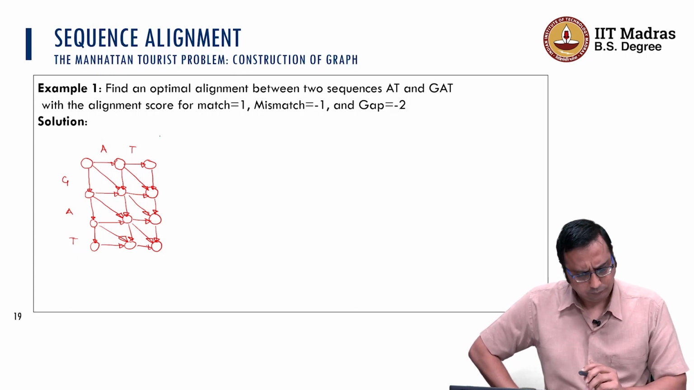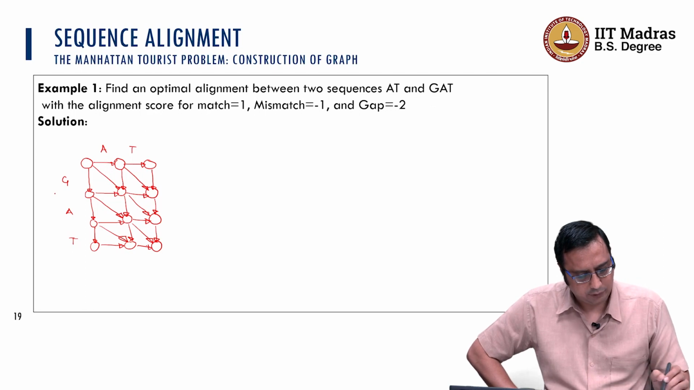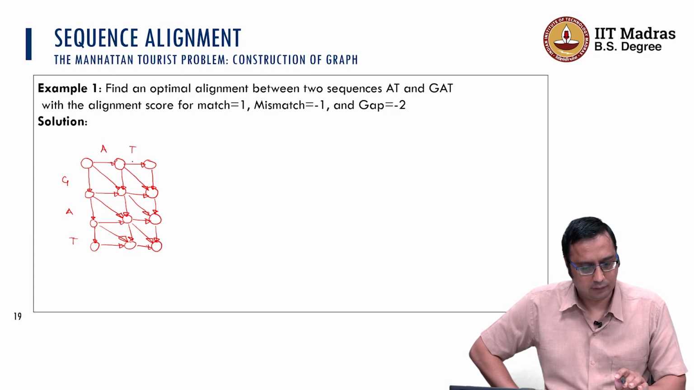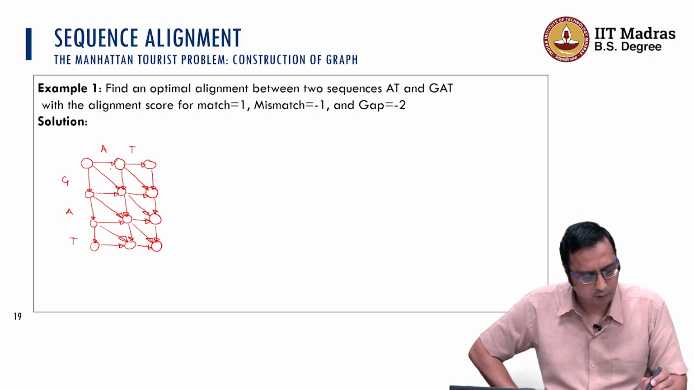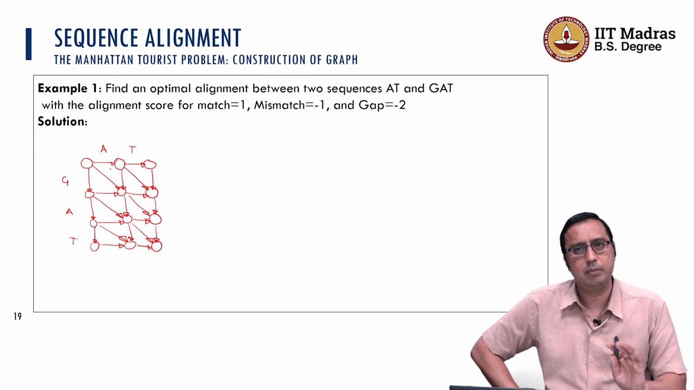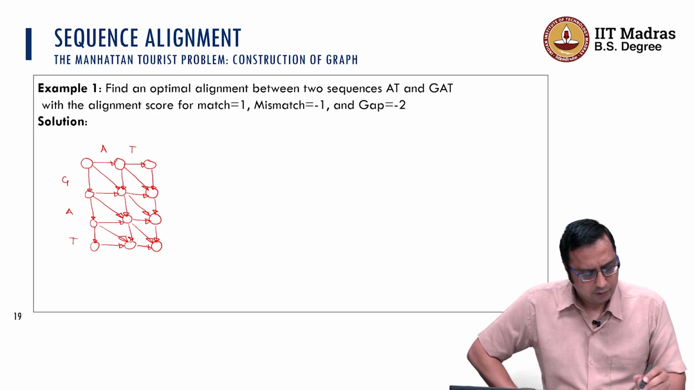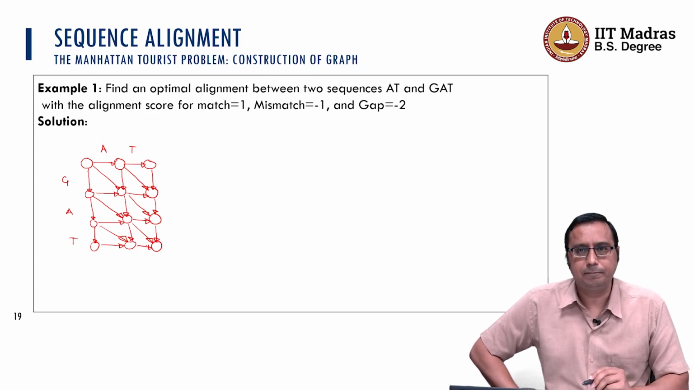Now, this particular alignment here, which we are looking for, I have constructed a graph which is similar to the Manhattan heuristic problem. The only difference is there is a diagonal path, but it is still like the Manhattan heuristic problem. It is an acyclic graph. There is no cycle in this graph. Now I have to decide what are the weights.